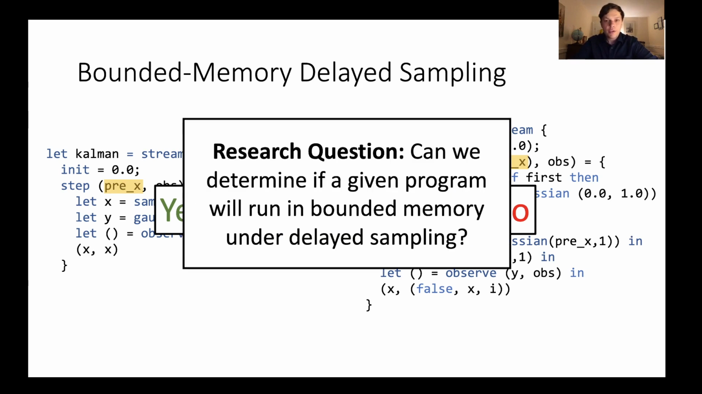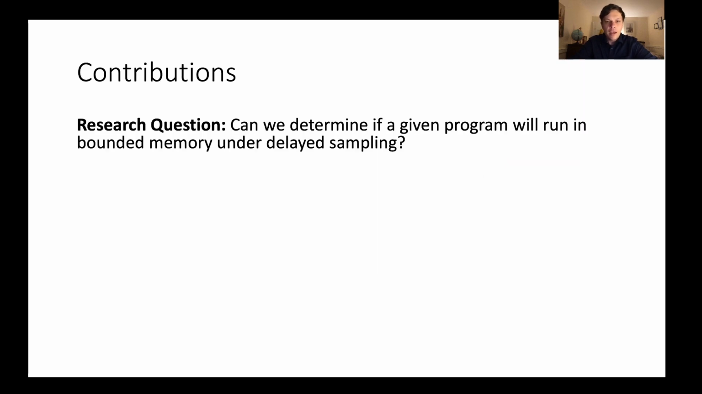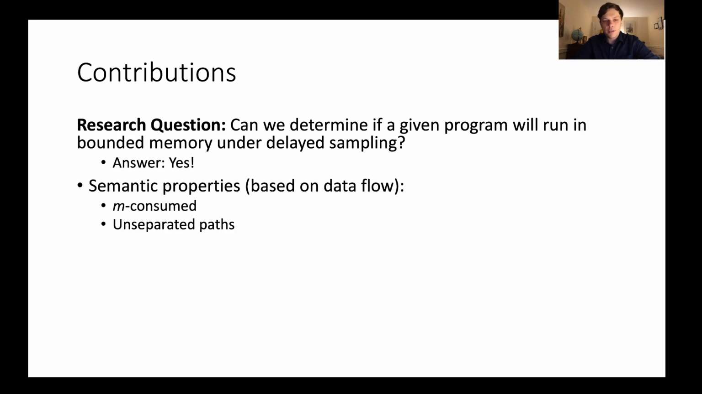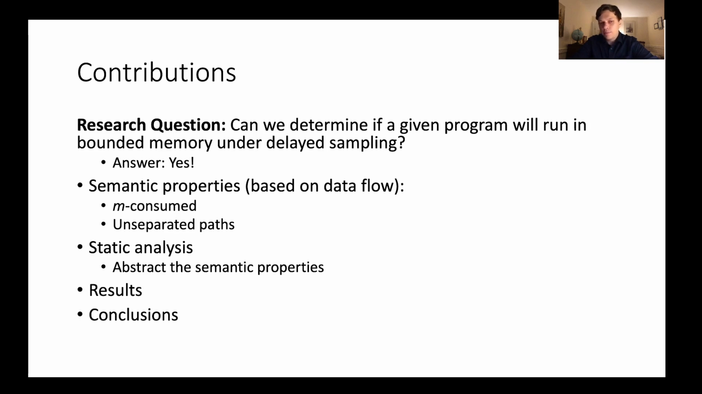So this raises the question: can we somehow determine if a given program is going to run in bounded memory when inference is performed with delayed sampling? In this work, we show that the answer to this question is yes. In particular, I'm going to talk about two semantic properties, the mconsume property and the unseparated paths property, and taken together, these properties form a necessary and sufficient condition for a program to run in bounded memory under delayed sampling. We have also leveraged these semantic properties to build a static analysis, and I'm going to talk some more about the results we obtained with this static analysis and give some concluding remarks.